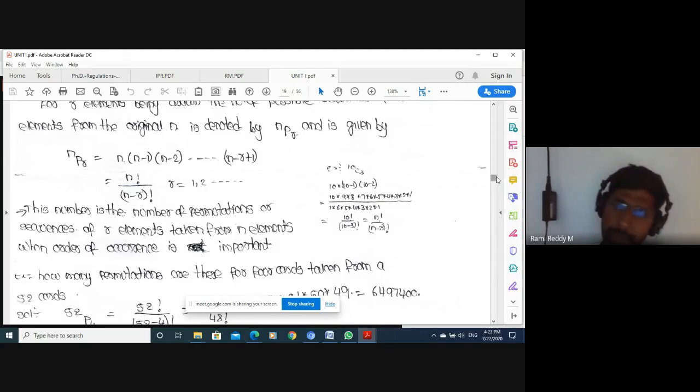Whereas one more term called combinations will be there. When the order of occurrence is not important, then we'll be going for combinations. Please keep in mind that we'll be using permutations when the order of occurrence is important, and we'll be using combinations when the order of occurrence is not important. This is the main difference between permutations and combinations.